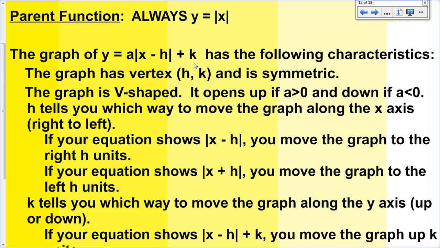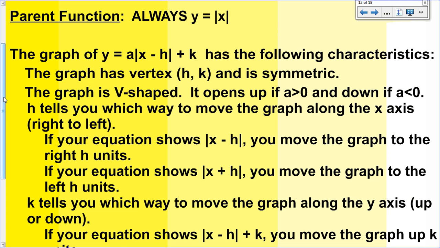And symmetric means the right side's going to look just like the left side, but it's going to start at the value h comma k. That'll be your x and your y value. The graph is going to be V-shaped. It's going to open upward if a is greater than 0, and it's going to open downward if a is less than 0, or a negative number.